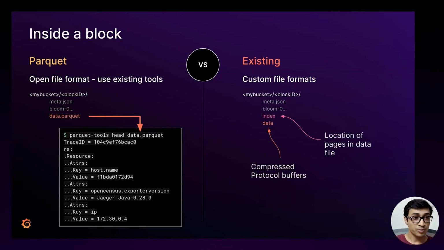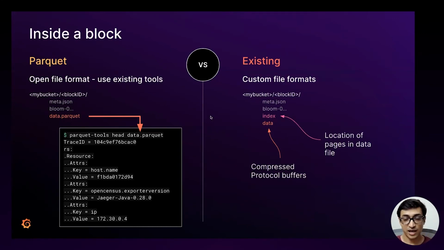Since Parquet is an open file format, we can use a host of existing tools to actually unpack the Parquet file, read its contents, including the rows, check what the size of each column is, see the number of rows that are present, and a lot of other functionality. These are really powerful tools.